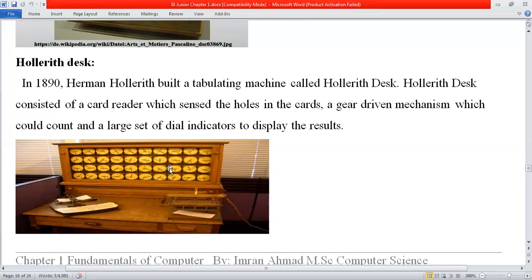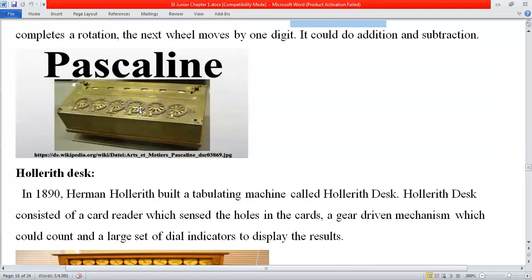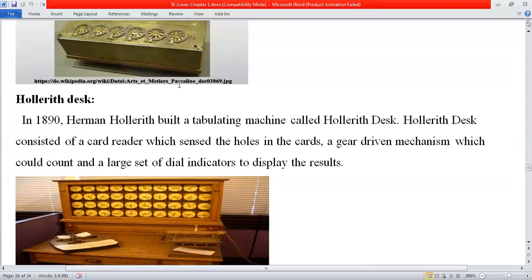Who developed it? Herman Hollerith. And who developed the Pascaline? Blaise Pascal. It is very easy to keep the names of these devices in your mind if you know the name of the person. Herman Hollerith built a tabulating machine called the Hollerith desk. The Hollerith desk consisted of a card reader which senses the holes in the cards. Watch over here, there are cards present with different holes. If you focus there, you can see the holes.